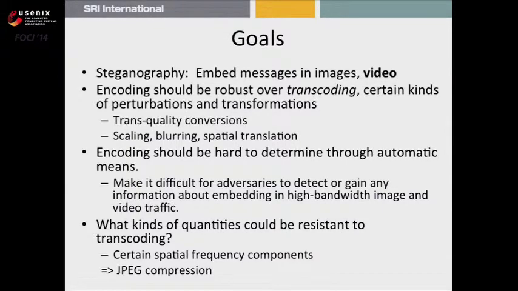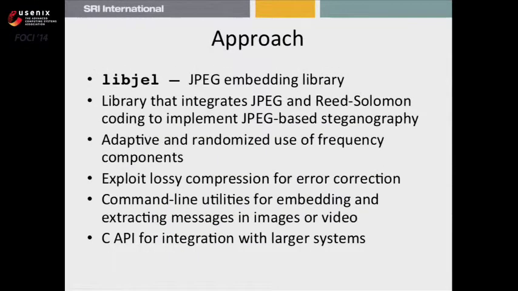So this points to one of the ways you can deal with this, which is using spatial frequency components in things like JPEG. JPEG compression is a lossy scheme that does its work in the frequency domain, and that's what we're going to target. So our approach is to construct a library, the JPEG embedding library. We call it libgel. Along with that library, we have some command line utilities for doing embedding and extraction.